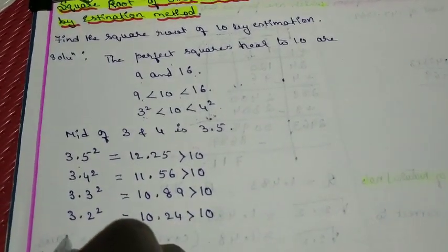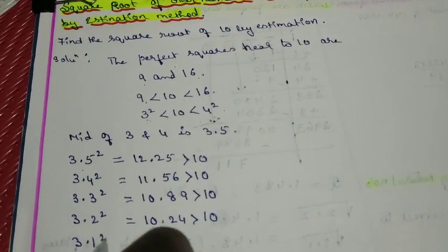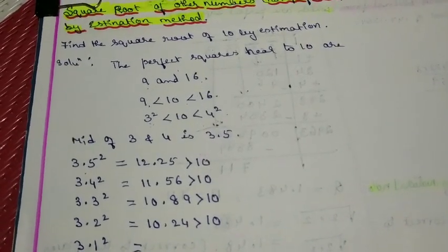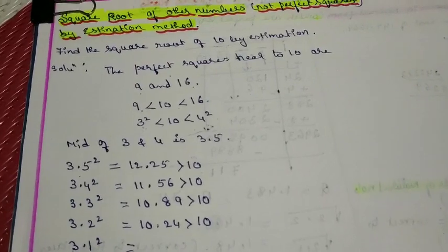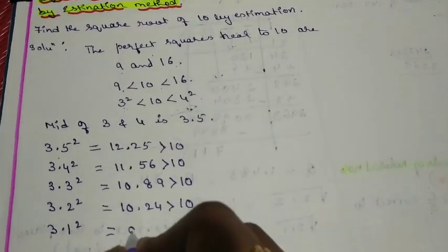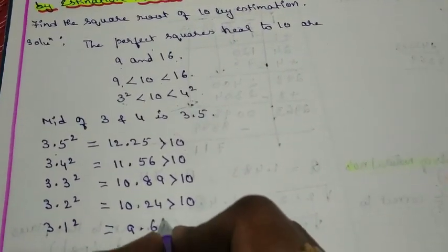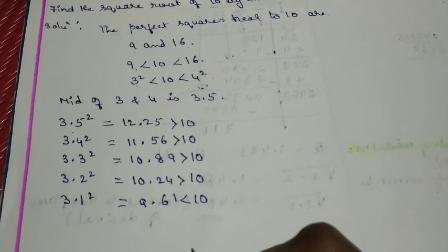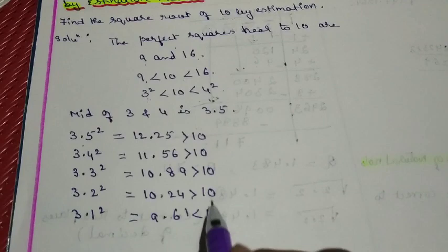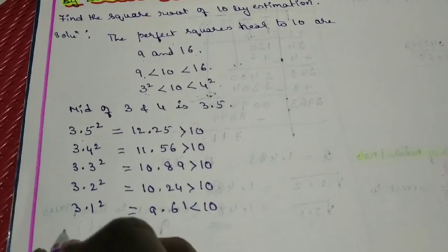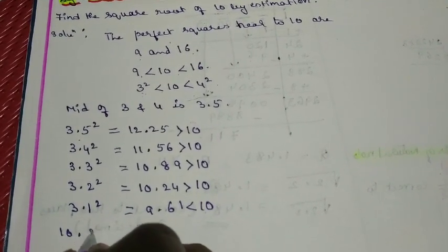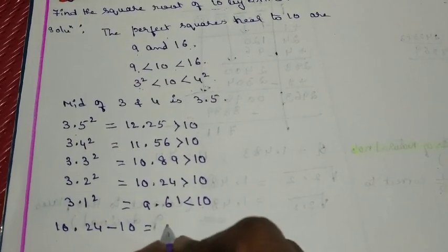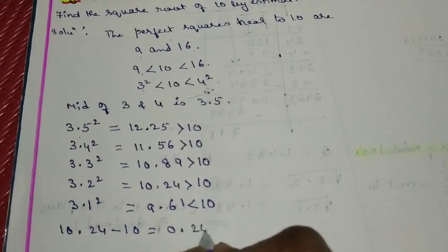So let me find 3.1 squared. 3.1 into 3.1, if I multiply, the resulting product is 9.61. Is it less than 10? Yes, this is less than 10. Now you need to find which is nearer to 10. So 10.24 is greater than 10. If I subtract, the difference of these two numbers is 0.24.